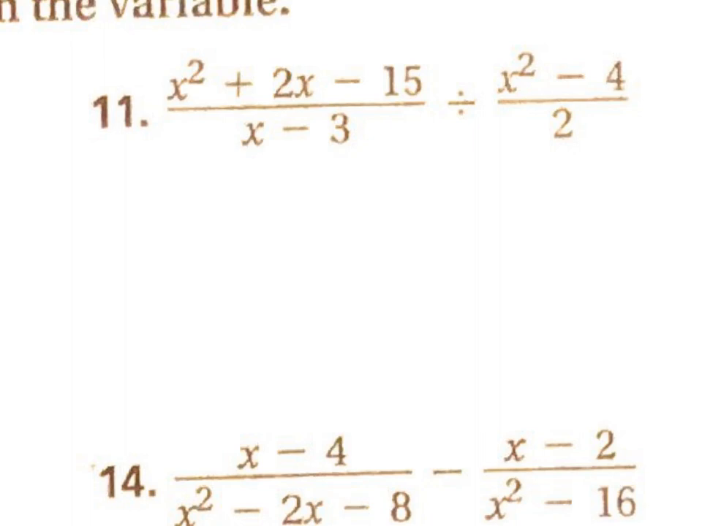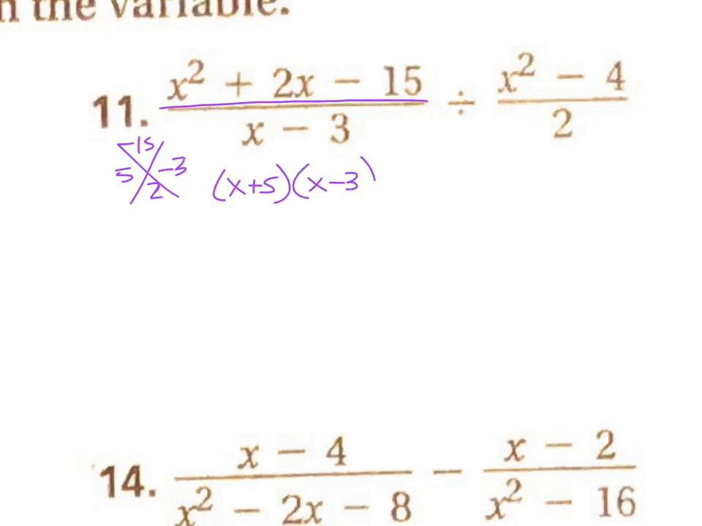Number 11, first we're going to factor this. So if you set it up, what can you multiply to get negative 15 that you can add to get 2? That would be 5 and negative 3. Okay, so this is going to be x plus 5 times x minus 3 in the numerator over x minus 3 in the denominator. And then remember, when you divide, you multiply by the reciprocal. So that's going to be, flip this over, a 2 on top now.